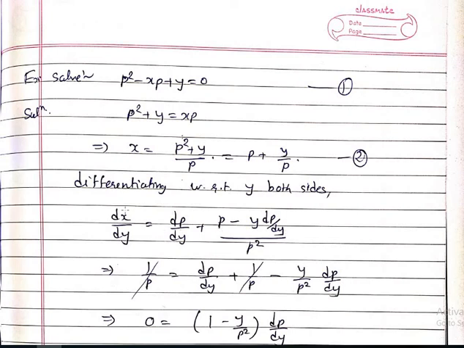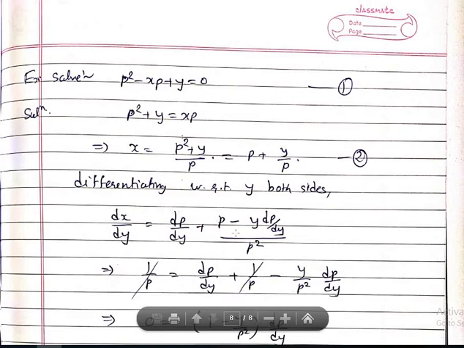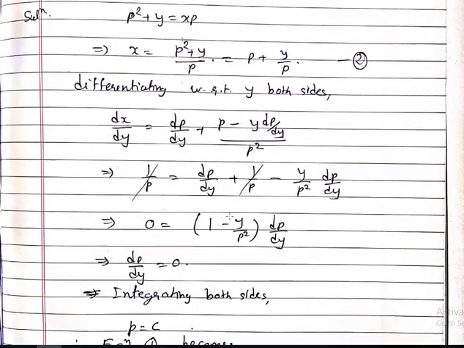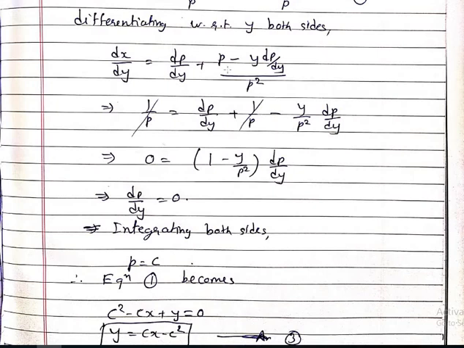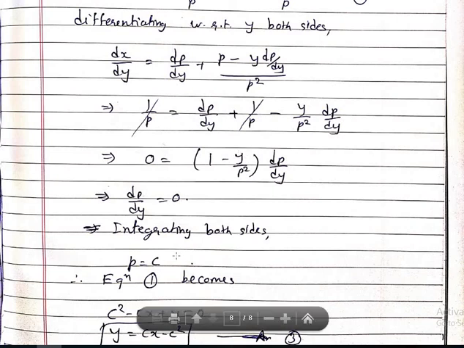Now separating the terms, this is your 1 upon p, this is dp by dy, p upon p square, that is 1 upon p, minus y upon p square dp by dy. 1 upon p cancels out, dp by dy common out, so we will have 0 is equal to 1 minus y upon p square dp by dy. Now see, this coefficient cannot be 0, so dp by dy is equal to 0. We are going to neglect this coefficient because we are concerned with the solution of dp by dy. So dp by dy is equal to 0, that will give you p is equal to constant c.